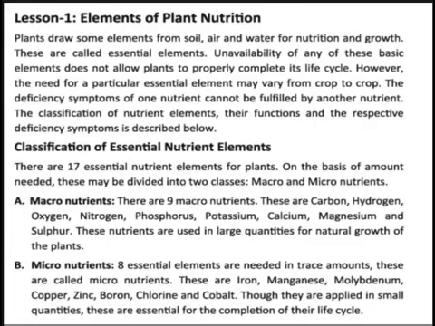There are 17 essential nutrient elements for plants, and if we want to grow more crops, we need to ensure the 17 essential nutrient elements. On the basis of amount needed, these may be divided into two classes, macro and micronutrients. One is macro and another one is micro. Macro means very large in scope or scale. The nutrients which are used on a large scale will be called macronutrients.